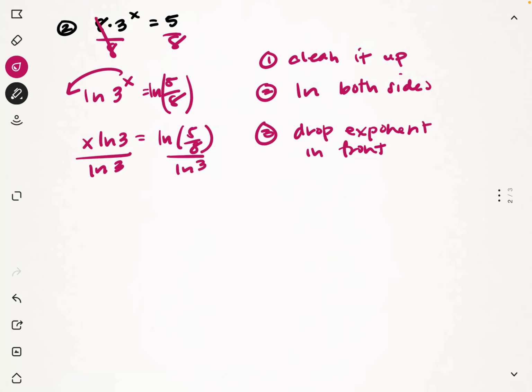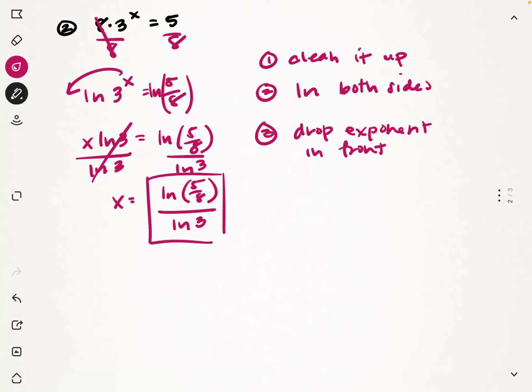And this looks like a mess on the right-hand side. ln, parentheses, right? The parentheses are important to make sure that anyone who's reading this understands that we're taking the ln of the fraction 5/8. We're not doing ln 5 divided by 8. It can get confusing if we don't have those grouping symbols in there. Over ln 3. Okay, and then this would be acceptable.